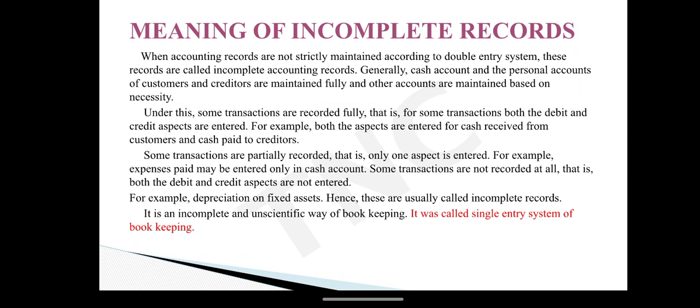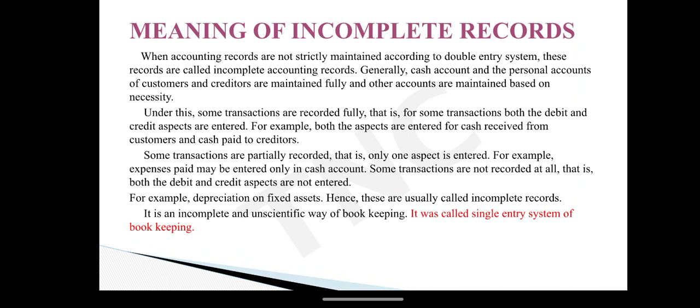Meaning of incomplete records: when accounting records are not strictly maintained according to the double entry system, these records are called incomplete accounting records. Generally, cash account and the personal accounts of customers and creditors are maintained fully, and other accounts are maintained based on necessity. Under this, some transactions are recorded fully.